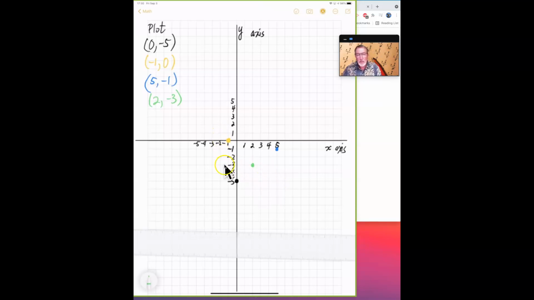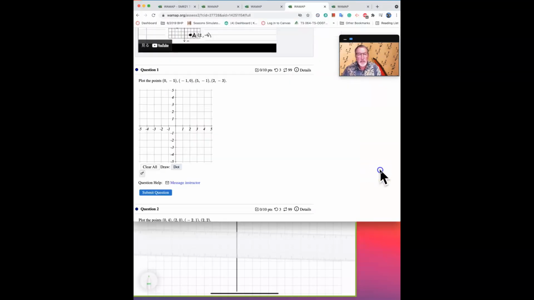So this is what your dot configuration will look like, and that's how you should enter your answer here. So when you mouse over, your cursor will turn into a little crayon or pencil. And so let's just copy those dots onto here. We had a 0. Let's see, what was the first one? Was black. 0, -5 was down here. And you don't have to worry about color. And I think if you get them close, you're okay.